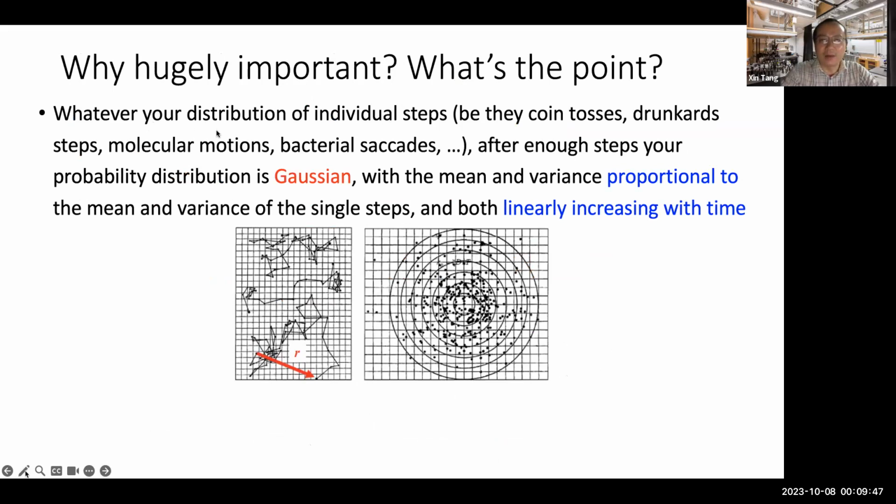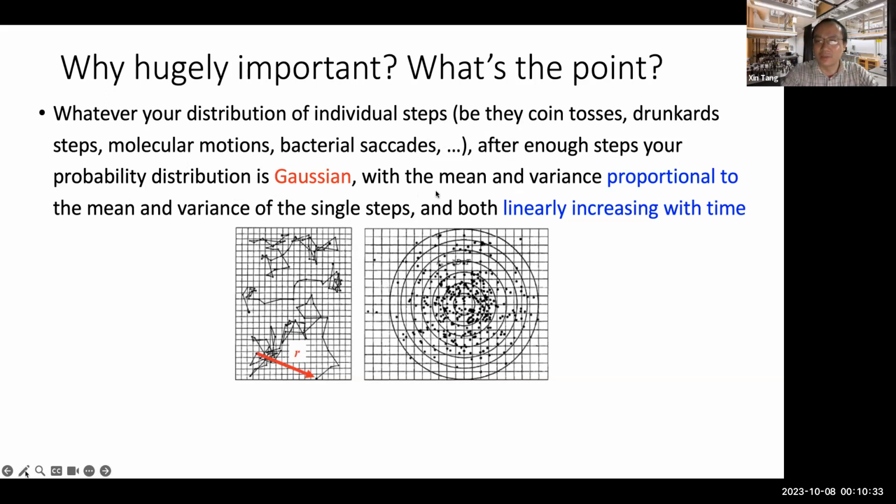Because whatever distribution for the individual steps, they can be because of different physics, different biology. But if they all follow one distribution consistently, and it happens many times, then after enough times, our probability distribution becomes Gaussian. Those individual steps can be coin toss, drunk walk steps, molecular movement, or bacteria scandals, or many other different distributions. But after enough steps, the final distribution is Gaussian.